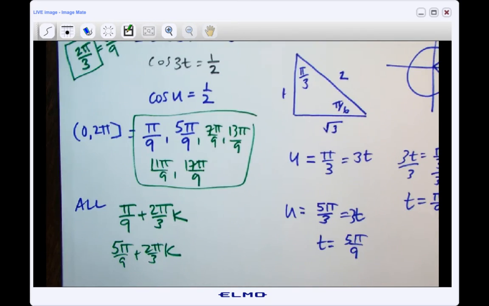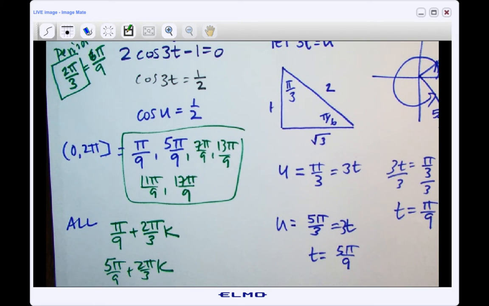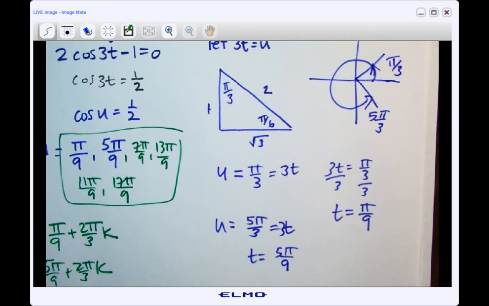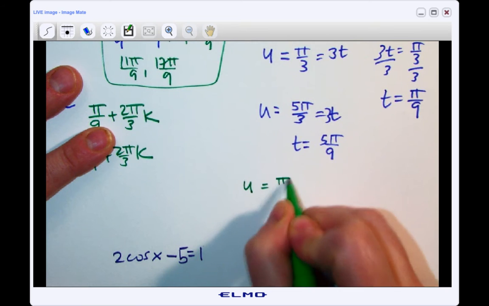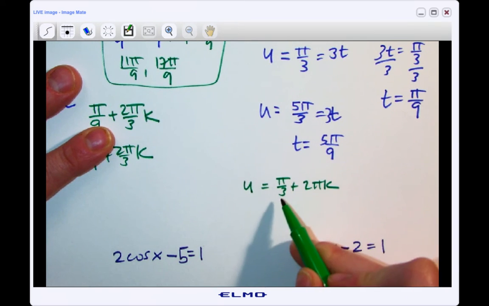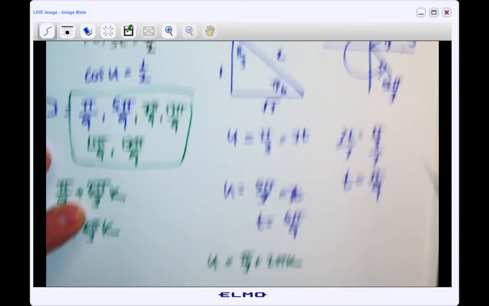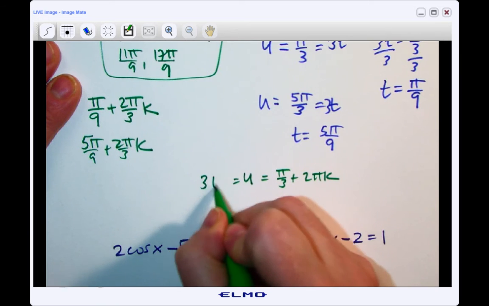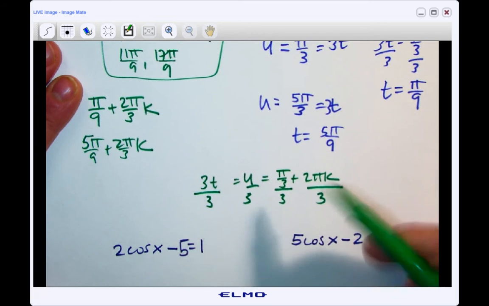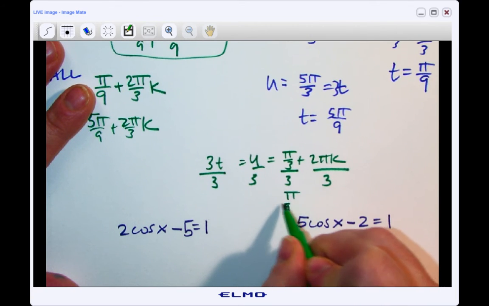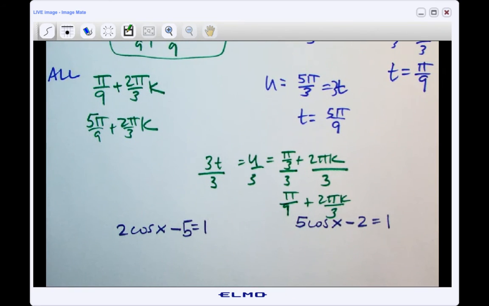Now, once again, if you aren't good at finding the period of your functions, which I hope everybody can find the period of these sines and cosines and whatever, the other way that you could do it is you could say that u is equal to pi over 3 plus 2 pi k. So you remember we had the pi over 3 from our triangle when we made u, you know, 3t. And then we said that that's equal to 3t. So when we divide everything by 3 here, this one becomes pi over 9 plus 2 pi k over 3, which is 2 pi over 3k, right?